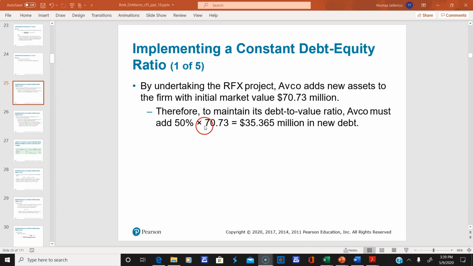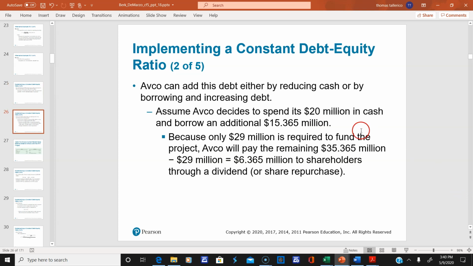Because they're maintaining a constant debt-equity ratio, you remember it was 50% debt, 50% equity. The initial market value of the project turned out to be $70.73 million. So half of that, 50%, had to be funded with new debt. Okay, it's that simple. And they could add this debt either by reducing cash or by borrowing and increasing debt, right?